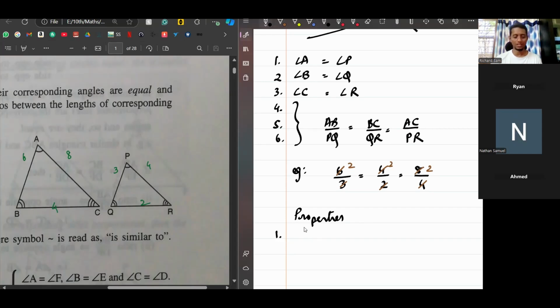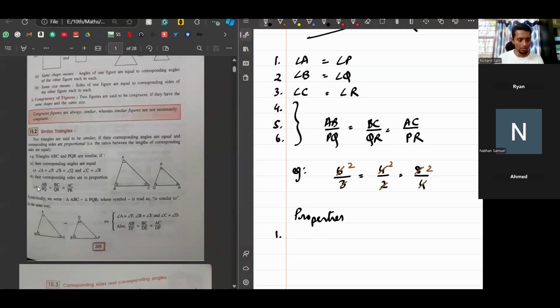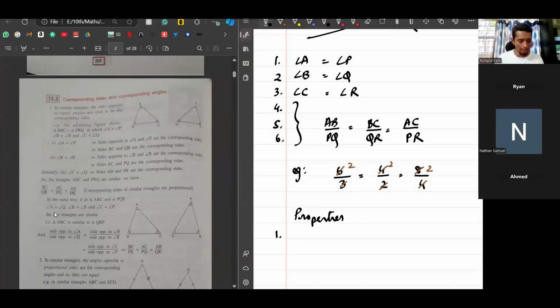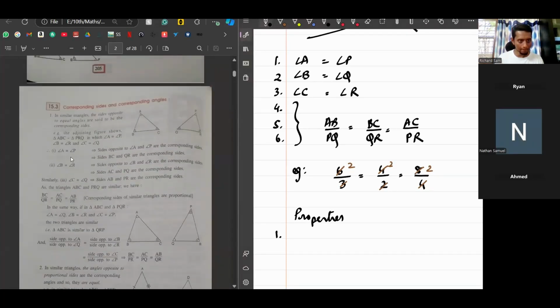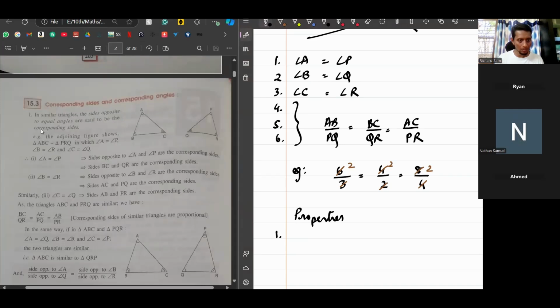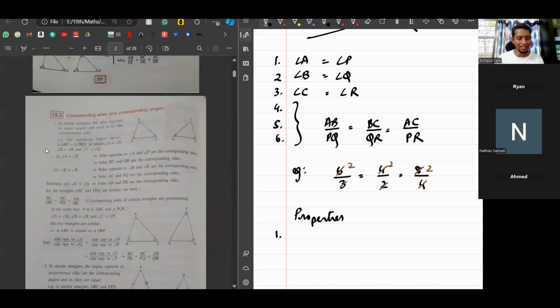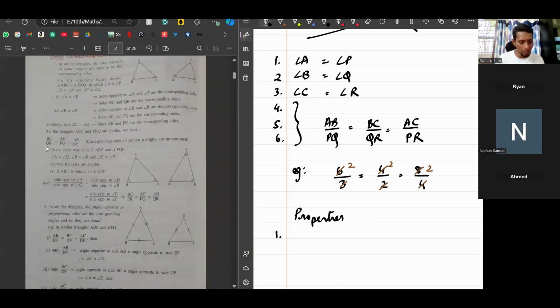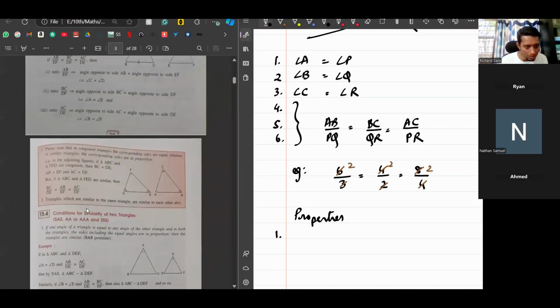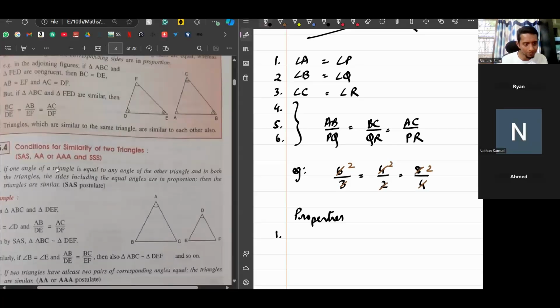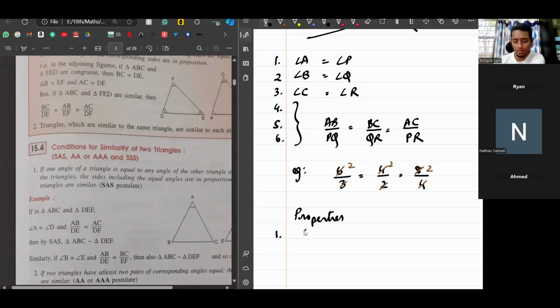Okay, do you know these properties? Let's go in the order in which it is in your book. The first property is the angle-angle property. Let me just go through all of them first. Yeah, here are the 3. The first one is SAS. That is side angle side.